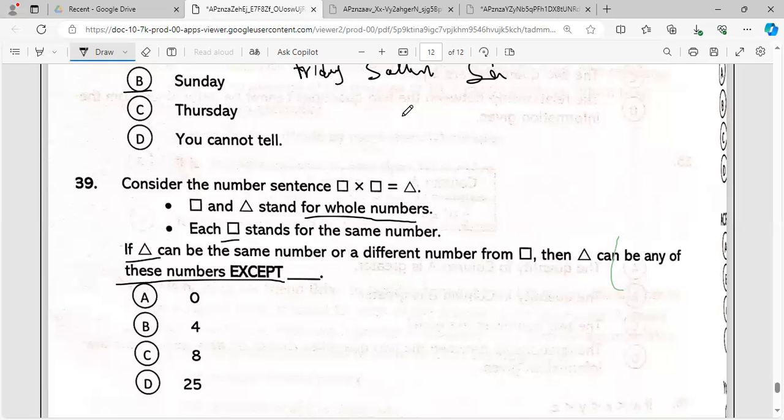So I think the answer is C, 8. Because it said to have two numbers that can multiply into one of the numbers in the list. So 0 times 0 is 0, 2 times 2 is 4, but there's no number that is the same that can give you 8. But 5 times 5 is 25. Sir, I agree with her.